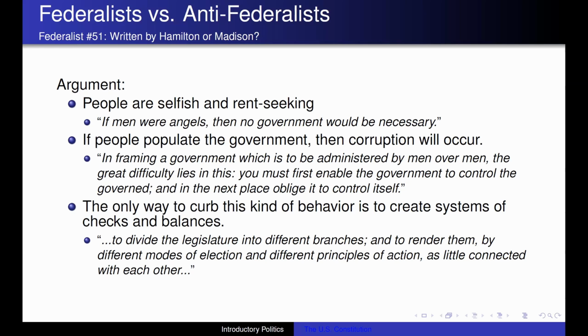And so he says it this way, in framing a government which is to be administered by men over men, the great difficulty lies in this. You must first enable the government to control the governed, control the people, and in the next place, oblige it to control itself. And so where he finally lands when it comes to this angle is to say that this is why we need checks and balances, we need separation of powers, etc. So he says it this way, to divide the legislature into different branches, a bicameral legislature, to render them by different modes of election, different principles of action, as little connected with each other as possible.